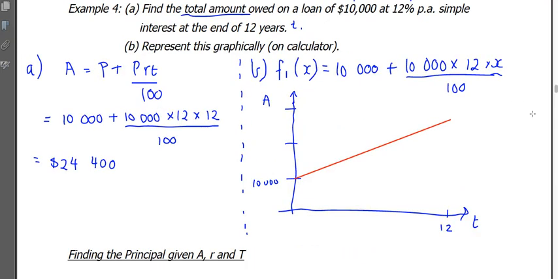You can label this point here. This one here would be 24,400. And I've just got that from my calculations over there on the left for A. Okay.